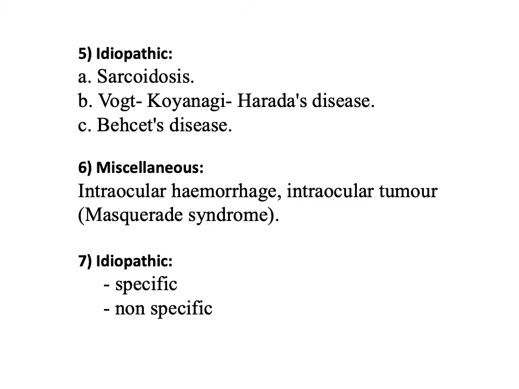Number 3 is Behçet disease. It is a triad syndrome, which is called Behçet disease: uveitis with genital ulcers and oral ulcers. Also, the cause may be miscellaneous, like intraocular hemorrhage or intraocular tumor, which is called masquerade syndrome. The causes of uveitis may be idiopathic, specific, or non-specific.